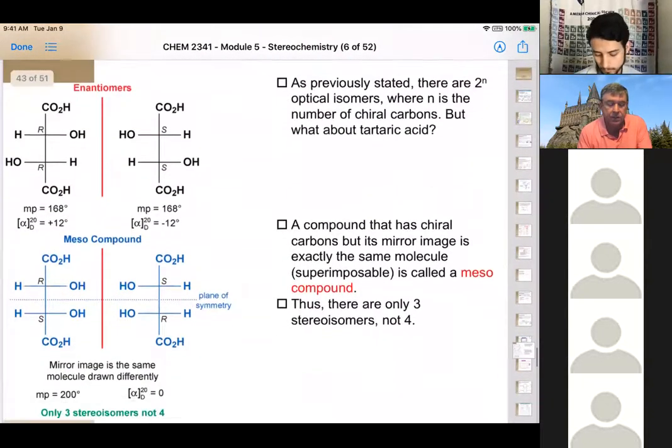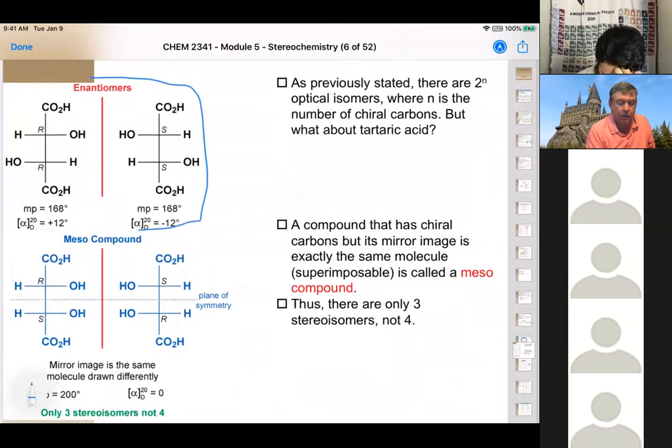Okay, so I said before, when we have a mirror plane in something, we lose chirality, right? And that complicates things when we have diastereomers. So in the case of this set of enantiomers here, we have nice optical rotation. They of course have the same melting points and boiling points. And in this particular one, we had an RRSS as our enantiomeric pair.